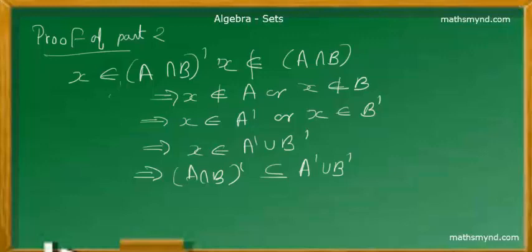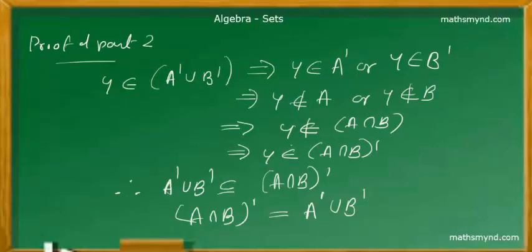Let us look at the other part of the equation. We are choosing another arbitrary element, Y, so as not to confuse it with the proof of the first part. If Y is an element of A complement union B complement, it simply means that Y is an element of A complement, or Y is an element of B complement. That means Y is not an element of A, or Y is not an element of B. Naturally, in that case, Y is not an element of A intersection B, and so it should be in A intersection B complement.